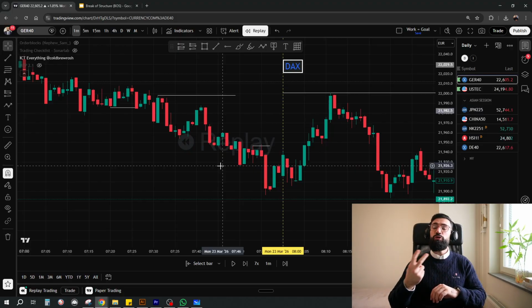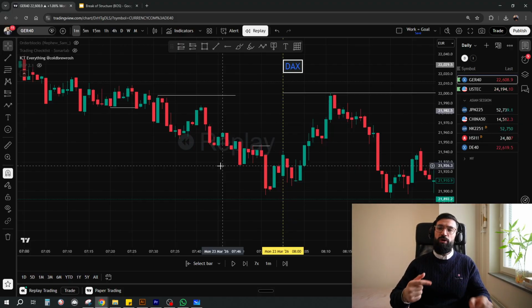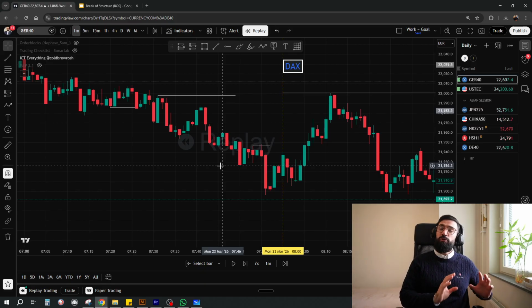We have now two confluences telling us we just swept liquidity and we broke structure in that direction. Because when liquidity gets swept, we usually reverse where the market is going. And when we have a break of structure in that reversal, it indicates even more that we are going in that direction. And with the trend also, it reinforces even more where the trend is going.